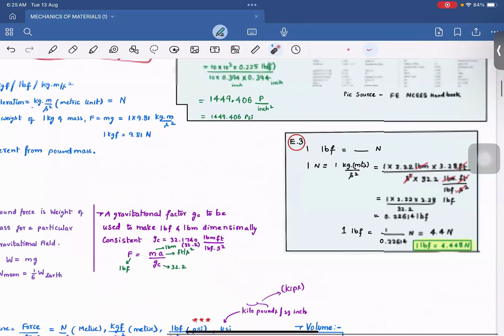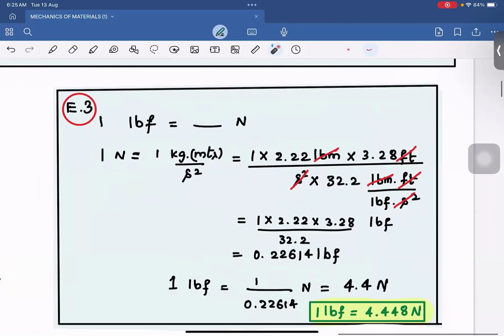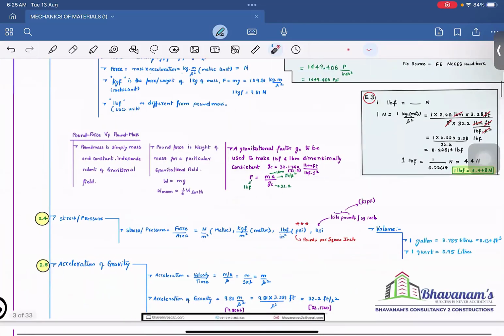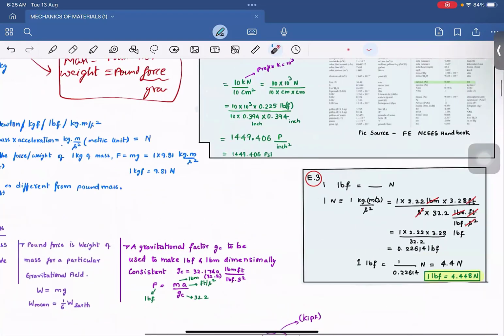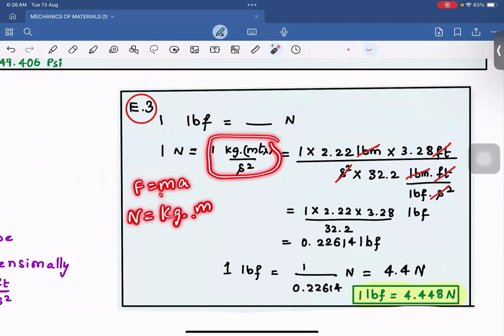Here is the example. My question is: 1 pound force is equivalent to how many newtons, which is an SI unit? That is what they are asking. So what I do here is I will consider 1 Newton. 1 Newton is equal to this. Why? Because force is equal to mass into acceleration. 1 Newton is equal to mass in kg, acceleration in meter per second square.